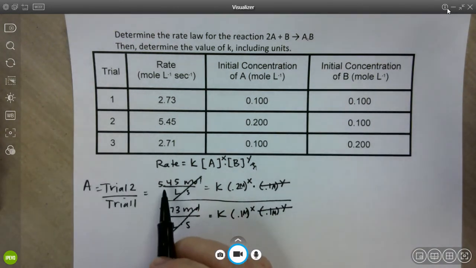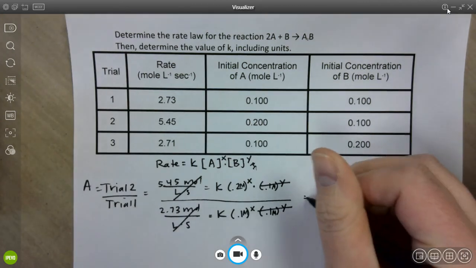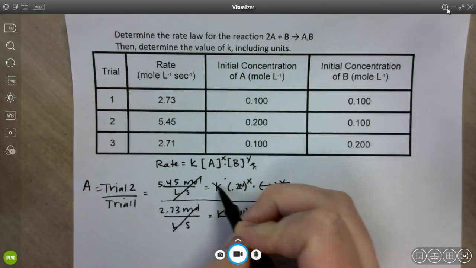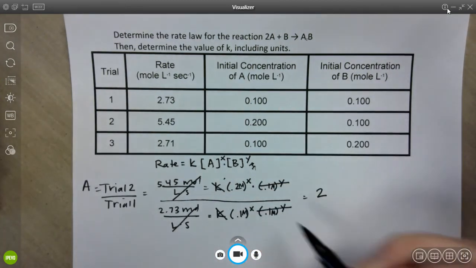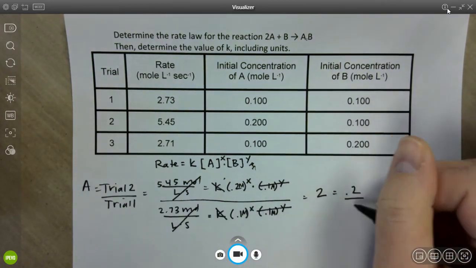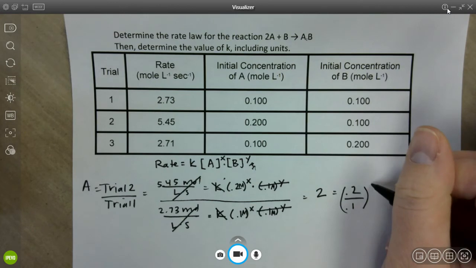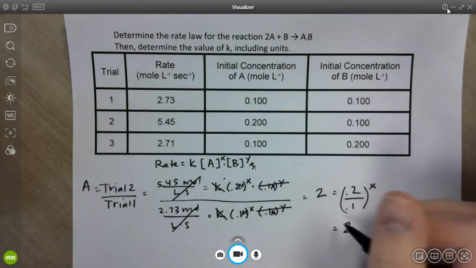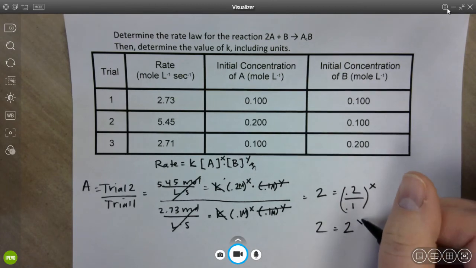So if we look, 5.45 divided by 2.73 gives me right around the neighborhood of 2, right? So this is about half of this. The K values are identical, so those cancel out. And what I'm left with is a ratio of 0.2 over 0.1 to the X power, which, if we do that math, is going to be 2. So 2 equals 2 to the X power.